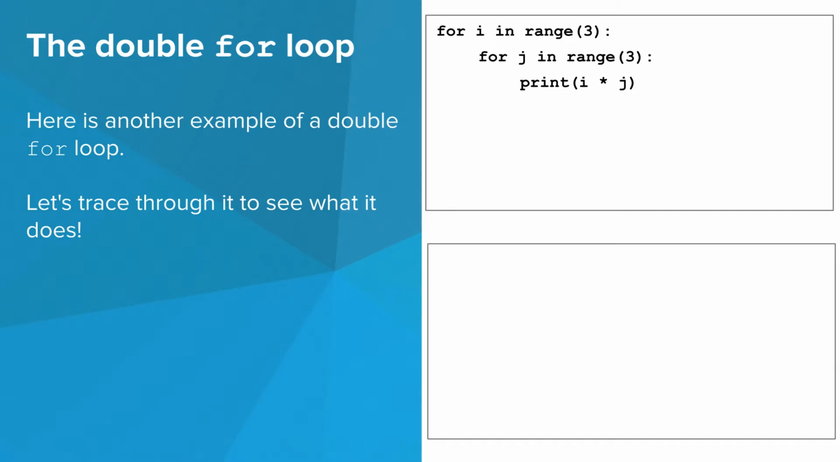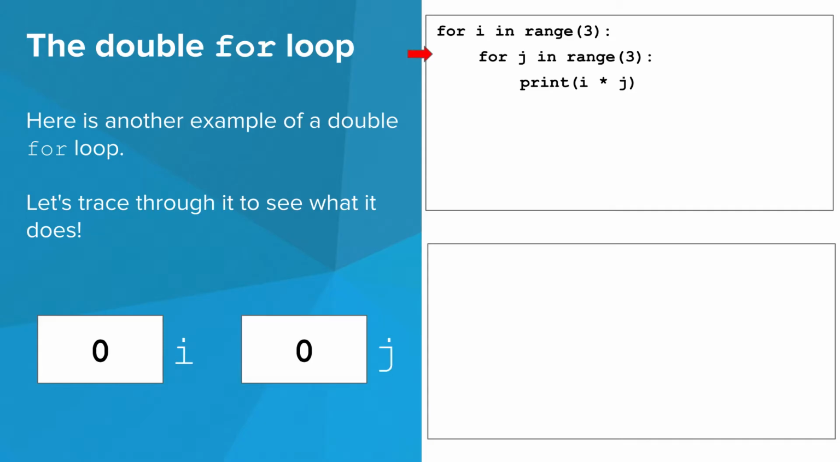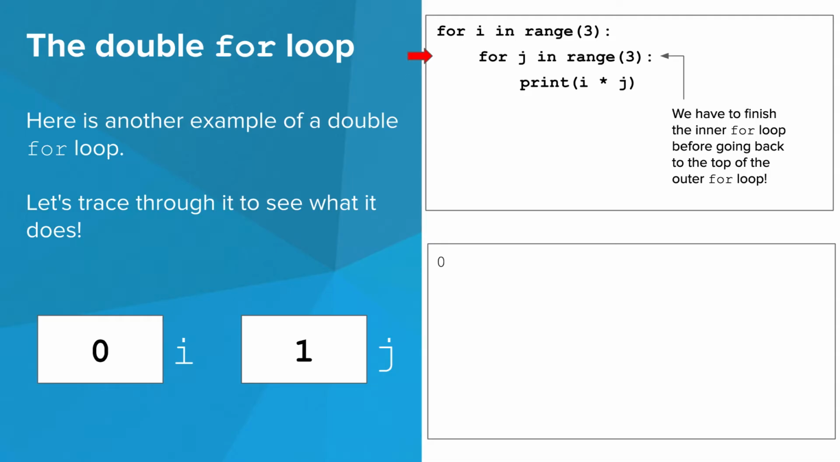Let's trace through it to see what it does. The first line creates the variable i. Remember, i starts out at 0 unless, of course, we specify otherwise, which we don't in this case. The second line creates the variable j, which also starts out at 0. We print i times j, which is just 0. Since we're still in the inner for loop and it hasn't finished yet, we only loop back to the top of the inner loop. j becomes 1 and i remains unchanged.